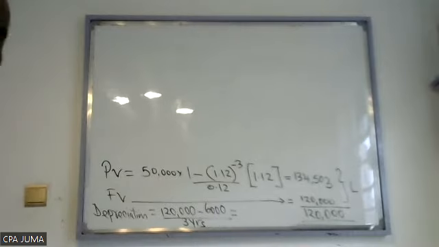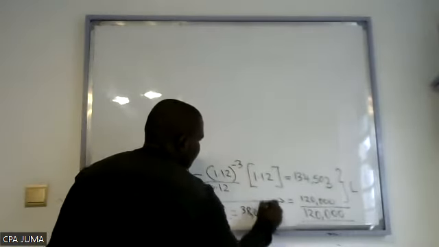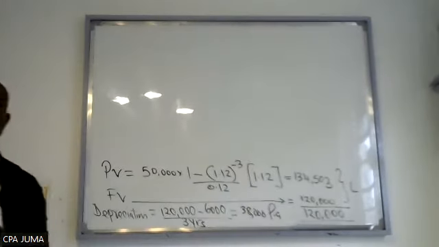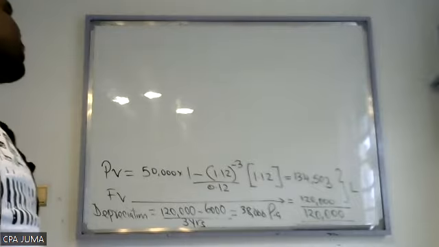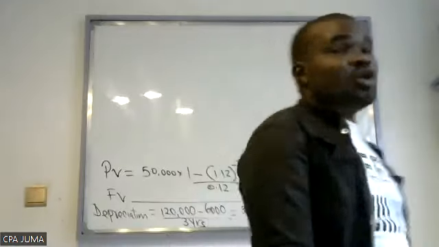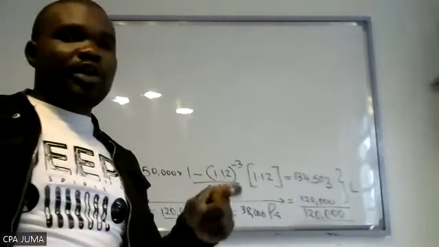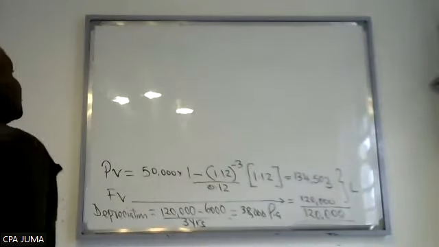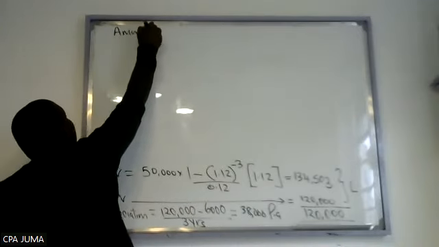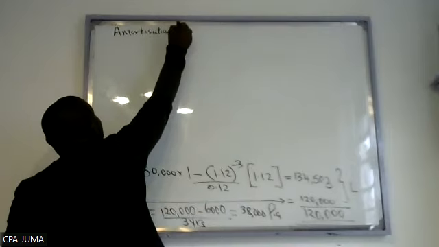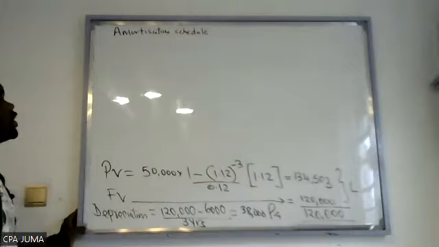People are getting 38,000 a year. That is the annual depreciation. Thank you. So the amortization schedule, we are going to adjust it kidogo. So right here, amortization schedule.